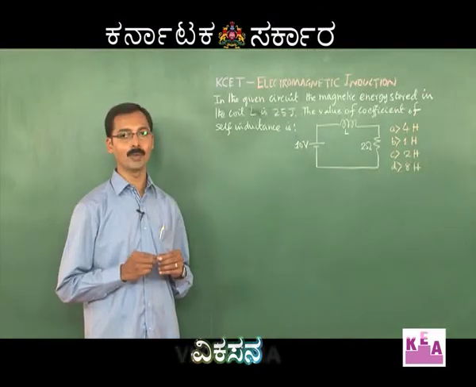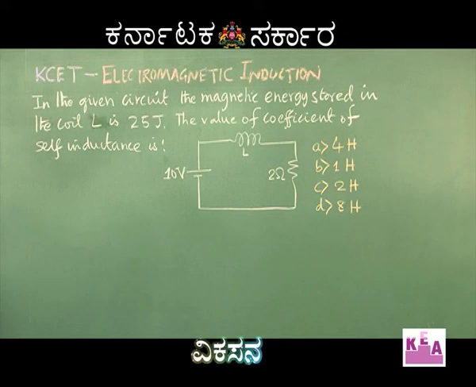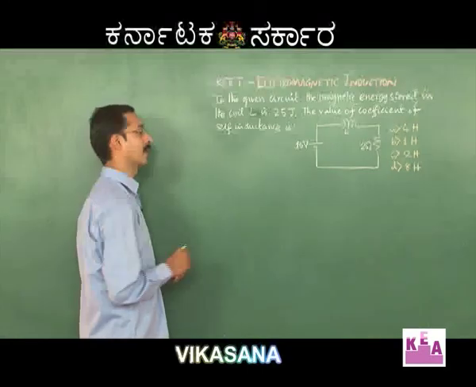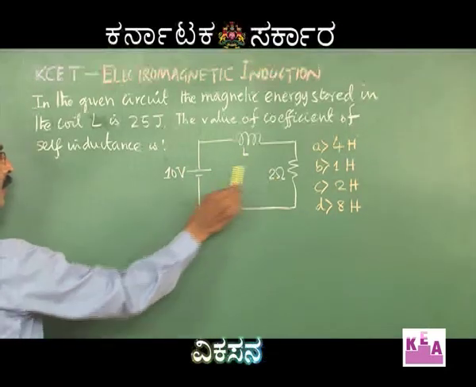Let's solve one problem on magnetic energy stored in the coil. In the given circuit, the magnetic energy stored in the coil L is 25 joule. The value of coefficient of self-inductance is, A 4 Henry, B 1 Henry, C 2 Henry and D 8 Henry. It is given that the circuit consists of an L and R connected in series.